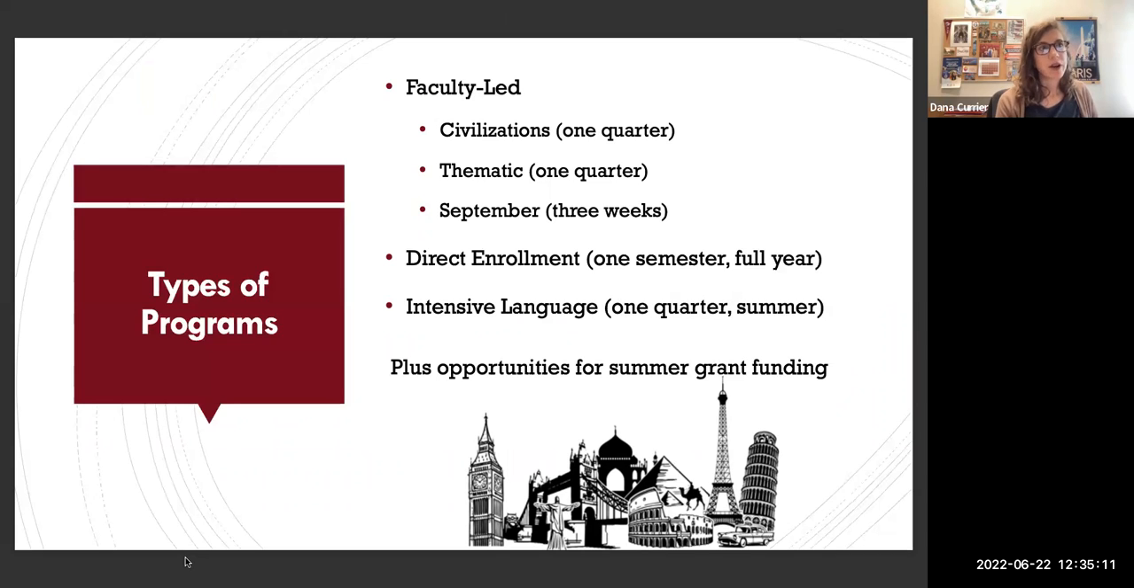And we also have opportunities for students to apply for funding to study abroad in the summer, usually through programs that are offered by other institutions. So maybe language schools or other universities abroad. And typically students are either doing language learning or conducting research in the summer, and you can apply for funding to do that through our office.